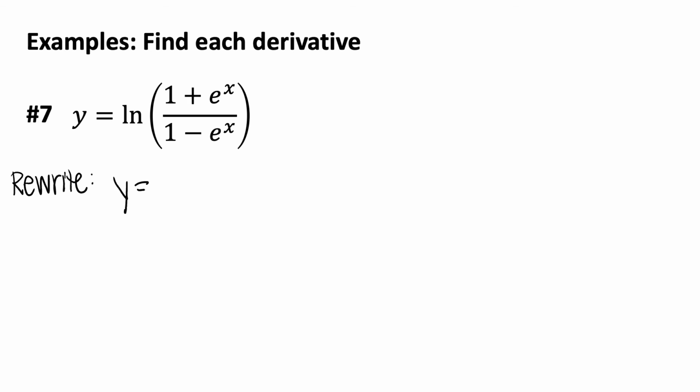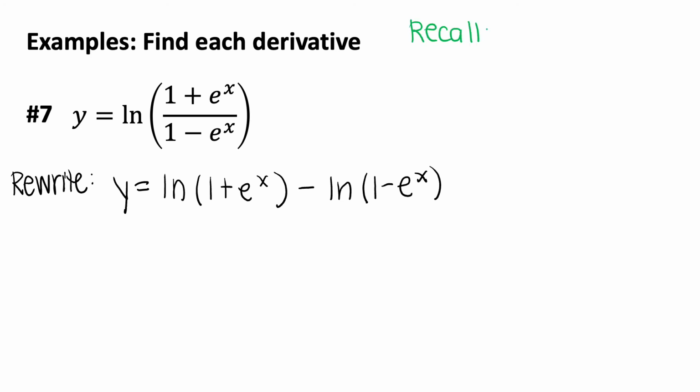So let's write our function y equals, and because we have division, we can break up using subtraction. The natural log of 1 plus e to the x minus the natural log of 1 minus e to the x. Now our goal here is to take the derivative, so in order to do that, we need to recall that the derivative d dx of the natural log of u is equal to u prime over u, from our last chapter. So we're going to do that twice. We're going to do it for our first term and our second term.